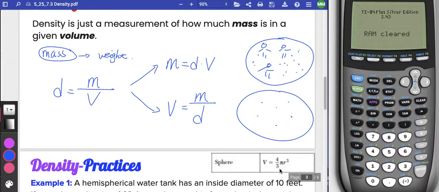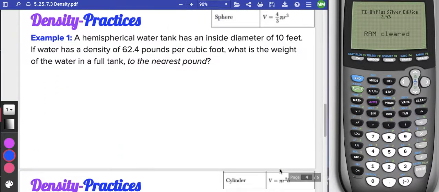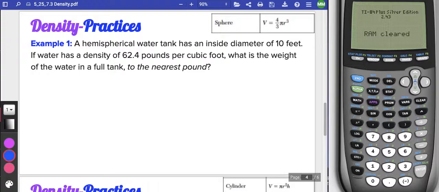Let's check the first example. Also, you may notice the calculator is on the side, so we're going to use a calculator to help us do some practice in this video, okay? So, the example says: a hemispherical water tank has an inside diameter of 10 feet. If water has a density of 62.4 pounds per cubic foot, what is the weight of the water in the full tank to the nearest pound?